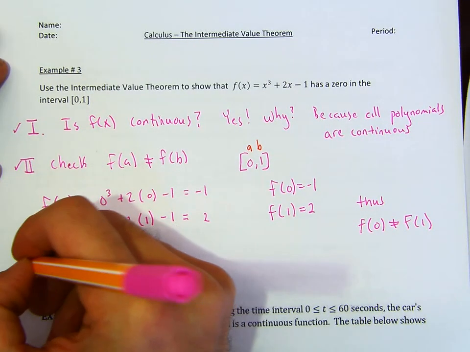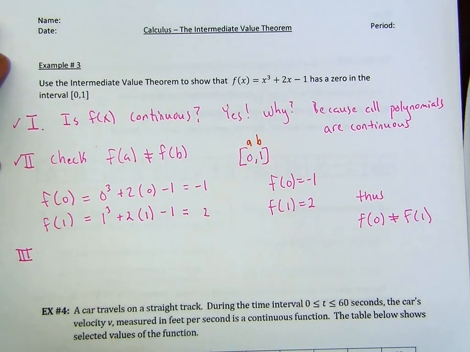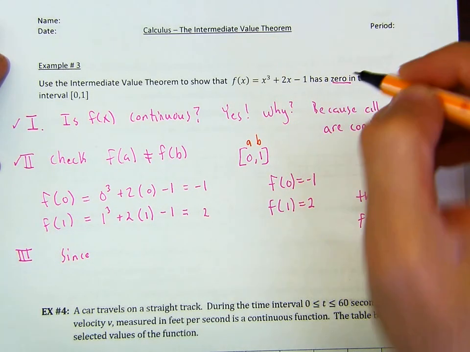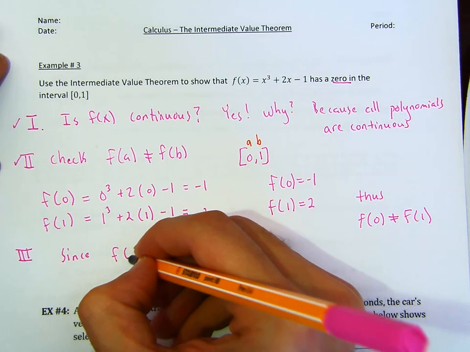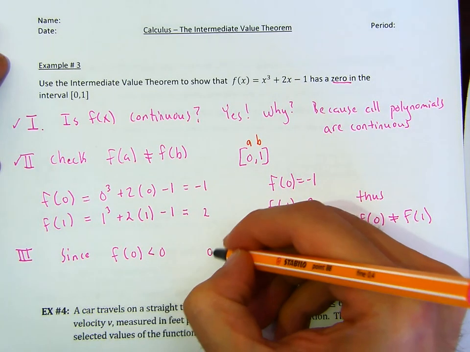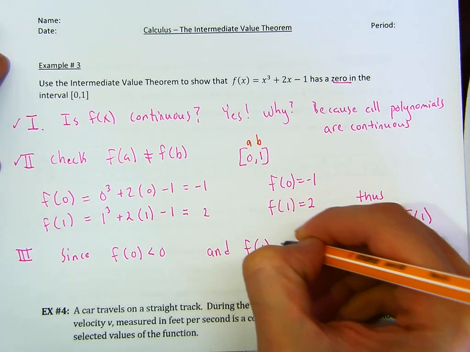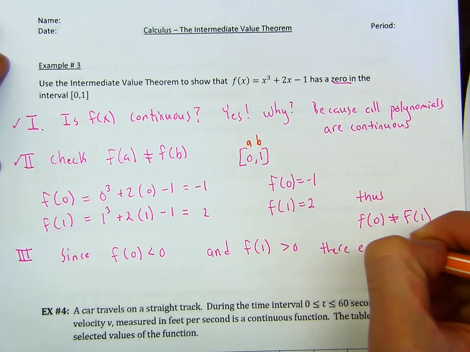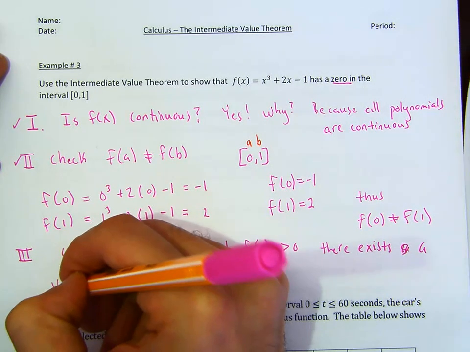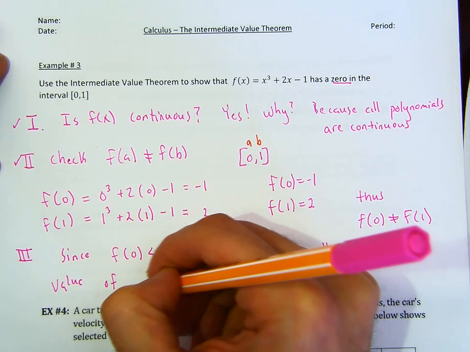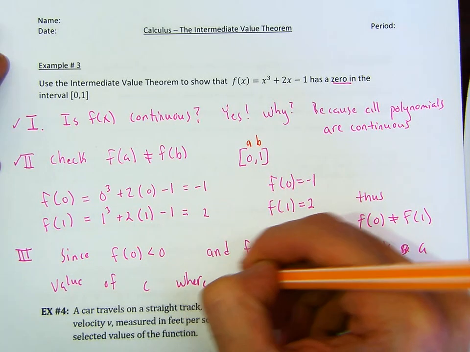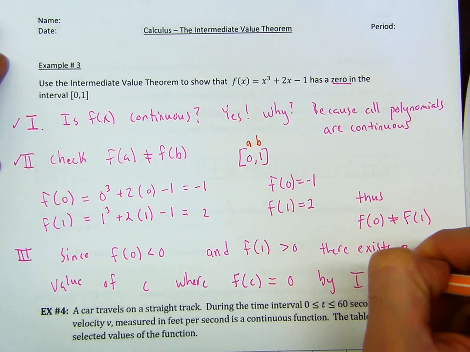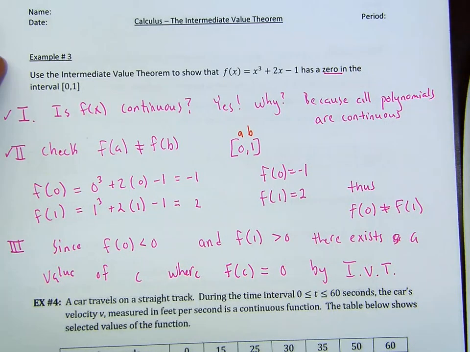Condition 3. Now here, since f of 0 is less than 0 and f of 1 is greater than 0, there exists a value of c where f of c equals 0 by IVT. Okay, and that's how we do this.